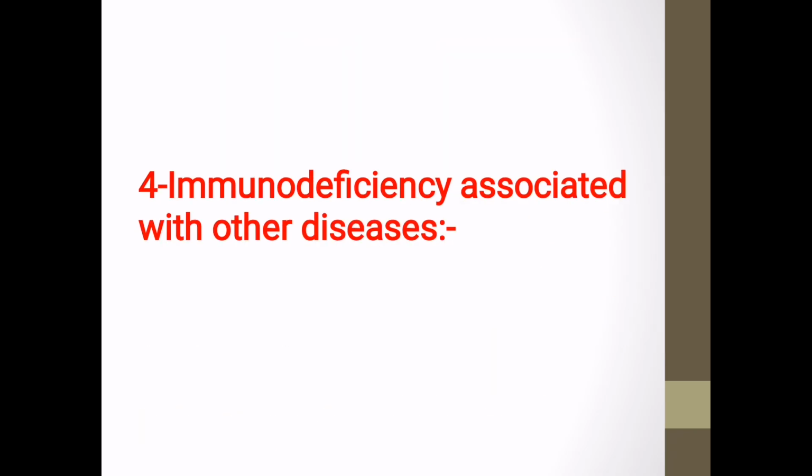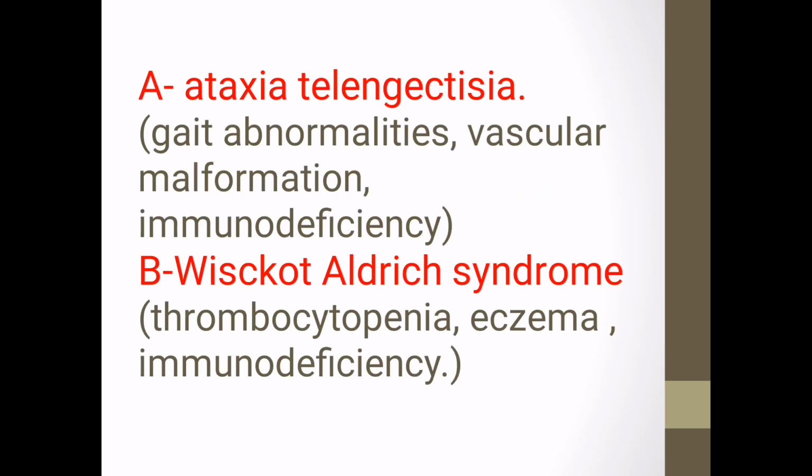So the last one is immunodeficiency associated with other diseases. The first one is ataxia telangiectasia. From its name, there is ataxia, which means abnormal gait, so gait abnormalities, and telangiectasia is a problem in the blood vessels. So the patient has gait abnormalities, vascular malformation, and immunodeficiency.